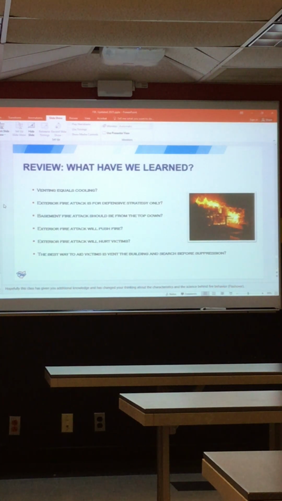So, exterior fire attack will push fire, all right? Talked about that in the videos for water mapping, as long as you're using that straight stream at the ceiling, all right? Exterior fire will hurt victims. That's also been in this for you all, study that. Resetting the fire and getting water on the fire quickly is actually gonna help the victims, right?